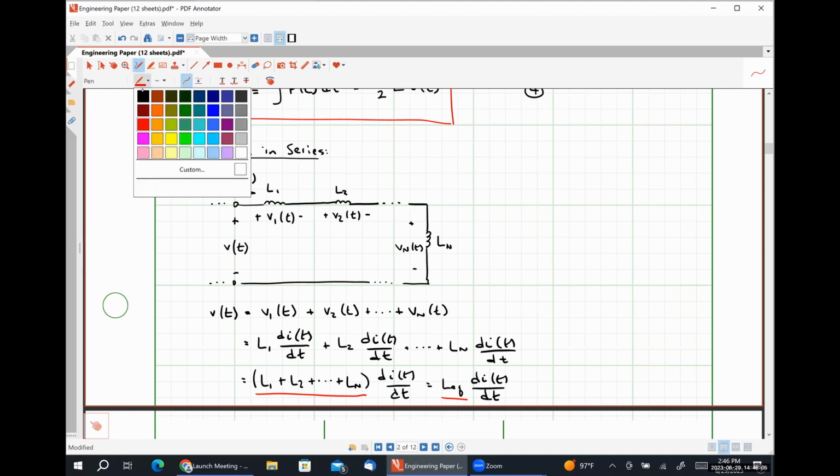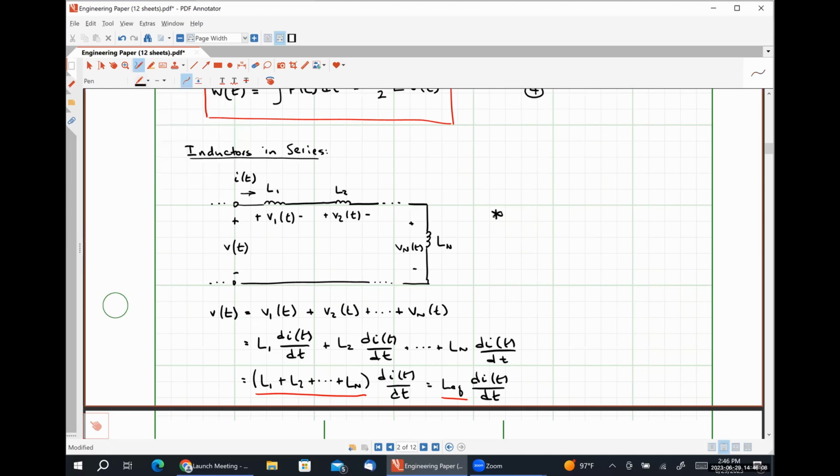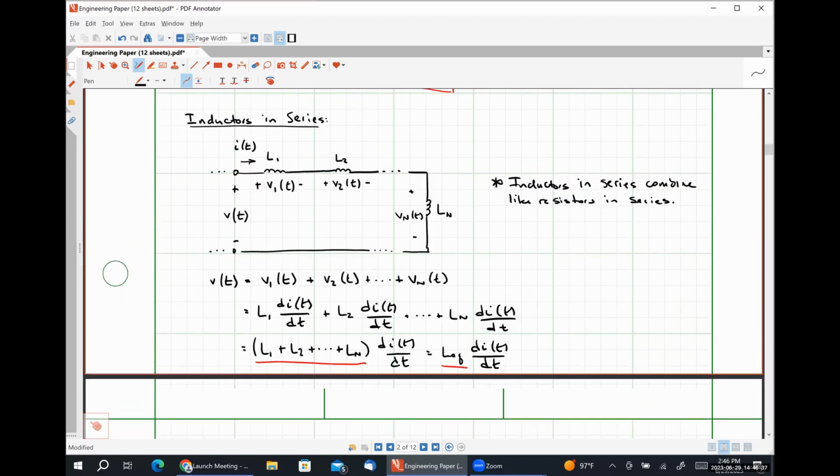So if you're not big on all of this math stuff here, we can just say that inductors in series combine like resistors in series. Anybody have any questions about that? Not here. Alrighty.